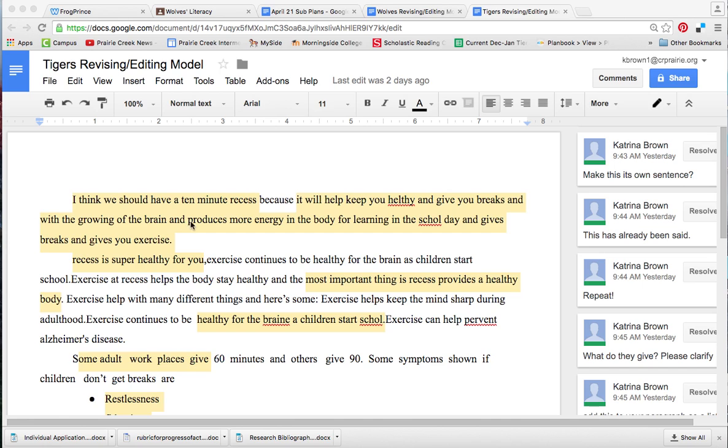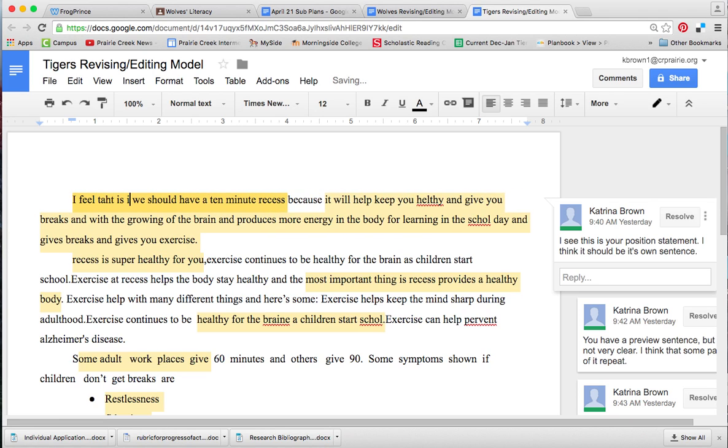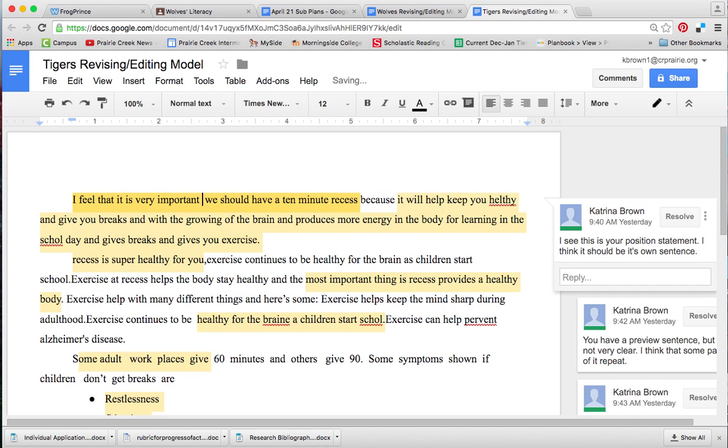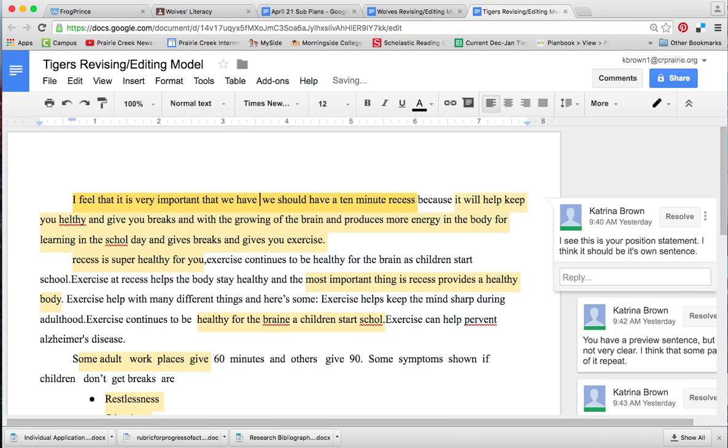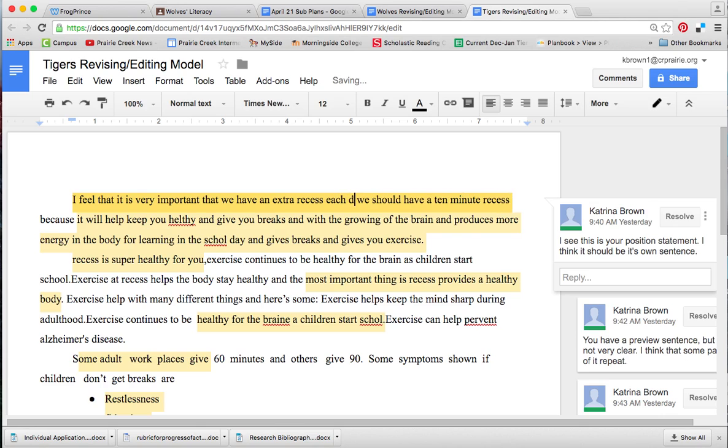All right, so as I look at this chunk right here, my first suggestion says that I see this as your position statement, but I think that it should be its own sentence. So as I look at this, I think that this person is probably correct. So I might change the wording on this just a little bit. I'm going to say, I feel that it is very important that we have an extra recess each day.